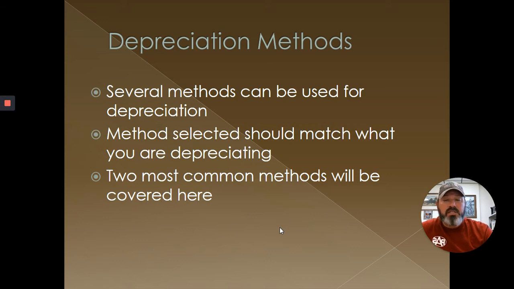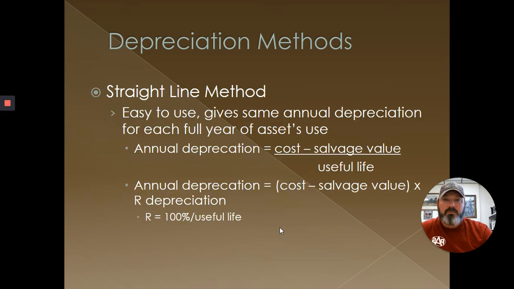We're going to focus in on just a few here, but the method should fit what you are depreciating. It's important that you do that appropriately. So we're going to really key in on the two most common methods. The first is what we call the straight line depreciation method, and I've put the equation here, but it's very easy and gives the same annual depreciation amount for each full year of the asset's use.